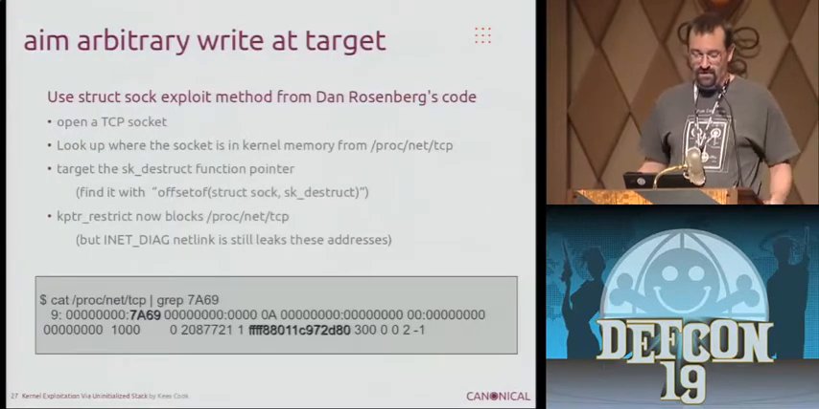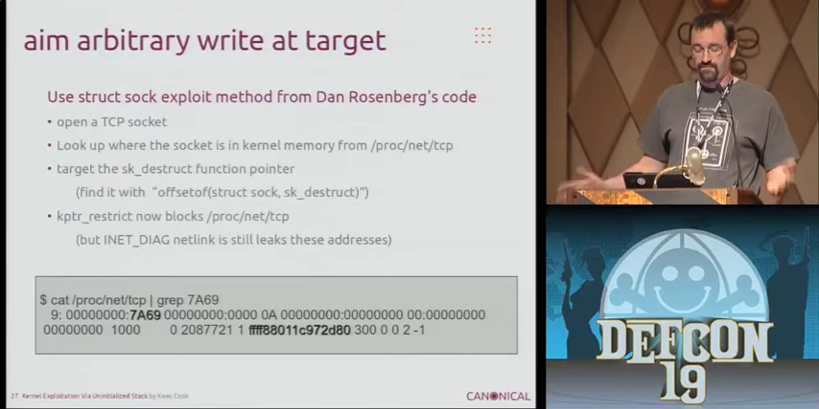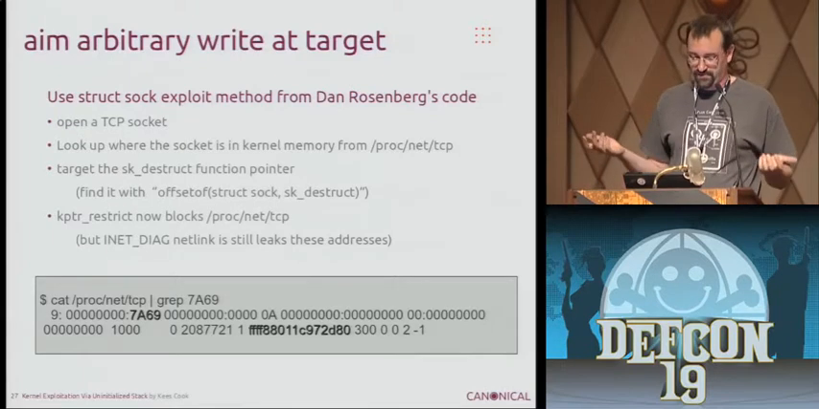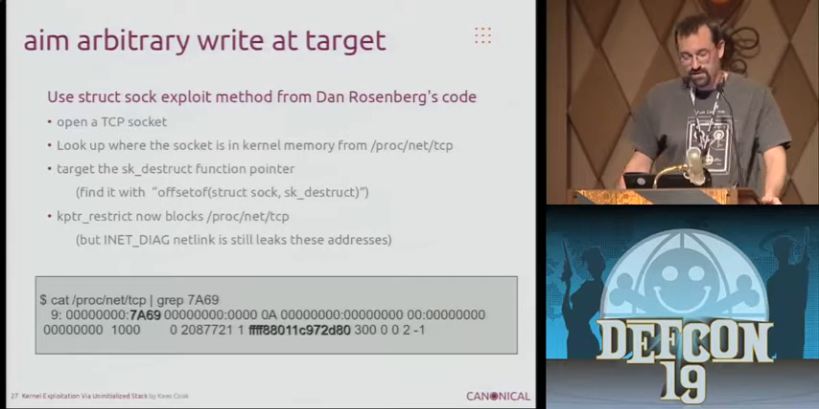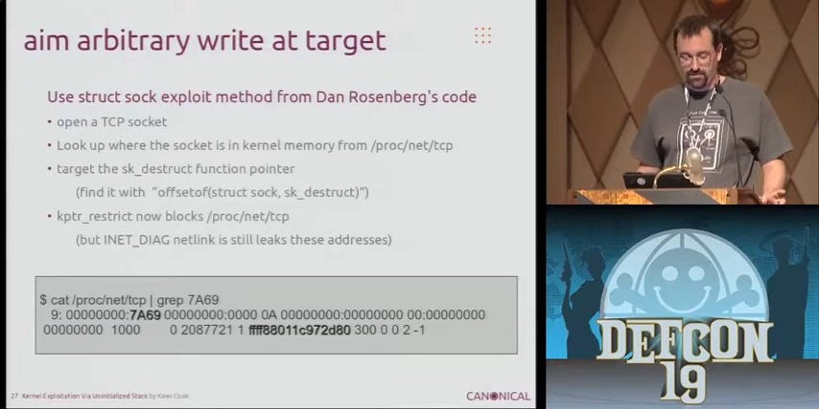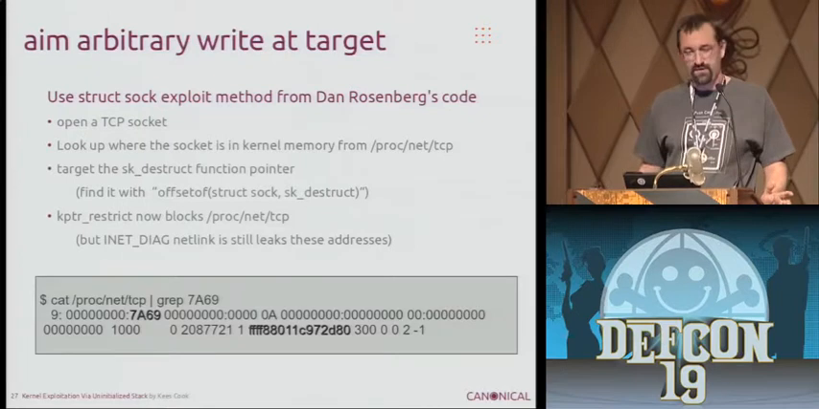I used the sock struct exploit from Dan Rosenberg's code recently, and you basically open up a socket and it shows up in /proc/net/tcp. In bold is the port that I'm listening on in hex, and the other bold value is the actual kernel location of the socket that you need to target. So you just ask the kernel nicely for what you want to overwrite. In modern versions of the kernel, kptr_restrict now blocks /proc/net/tcp, but you can still get the same information out of a netlink interface that is still open. So you just have to modify your code a little bit.